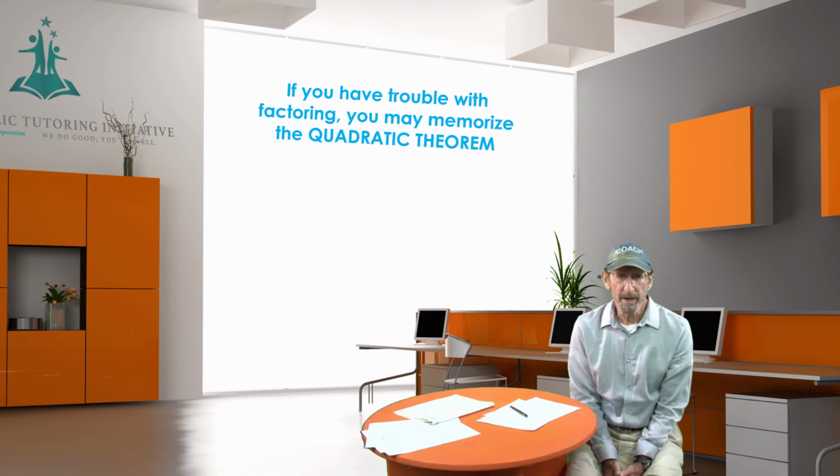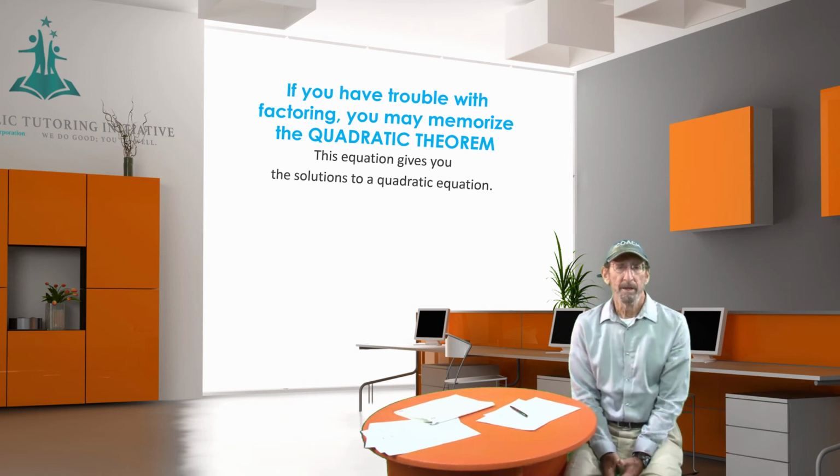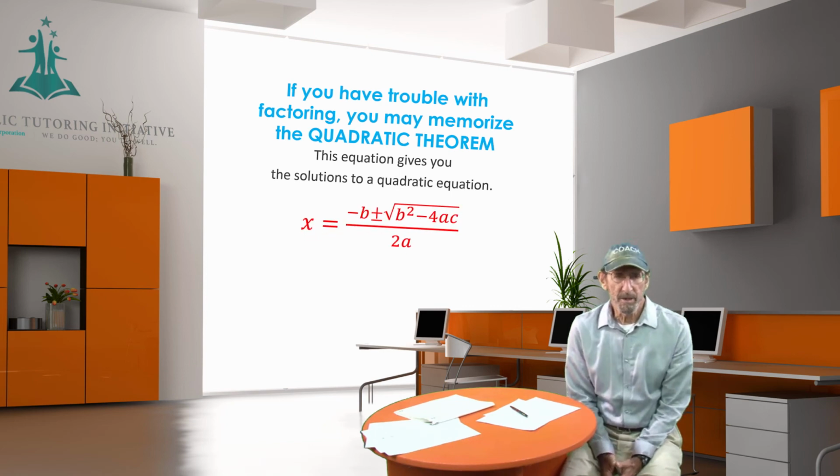If you have trouble with factoring, it might be worthwhile to memorize the quadratic formula, which is an equation that gives you the solution to a quadratic equation. Okay, here's the quadratic equation. It's x equals negative b plus or minus the square root of b squared minus 4ac divided by 2a.